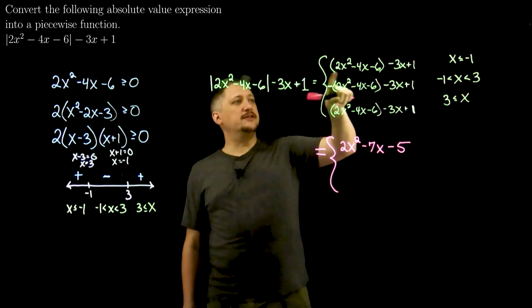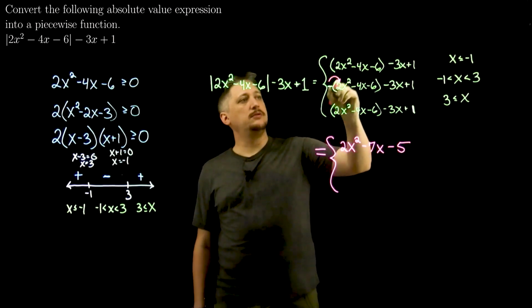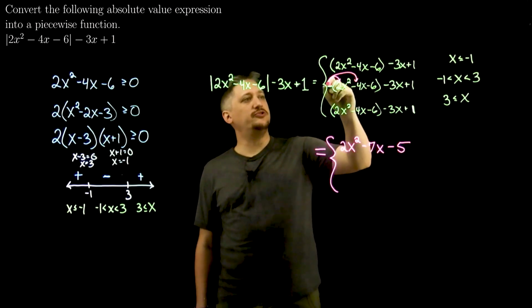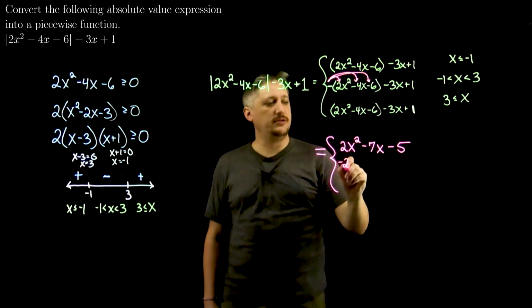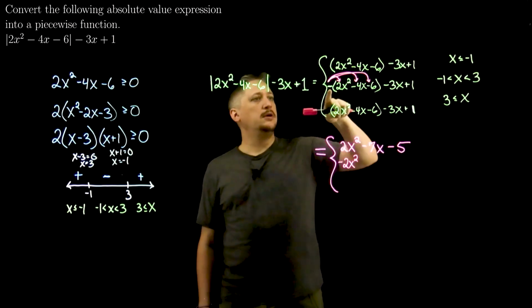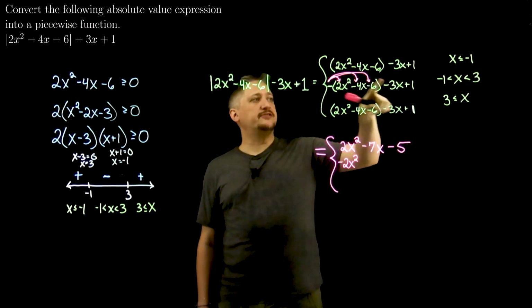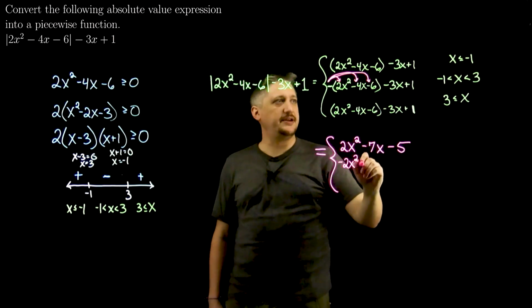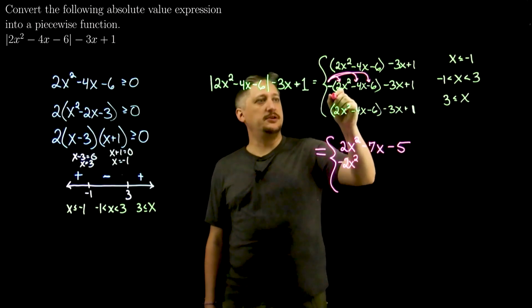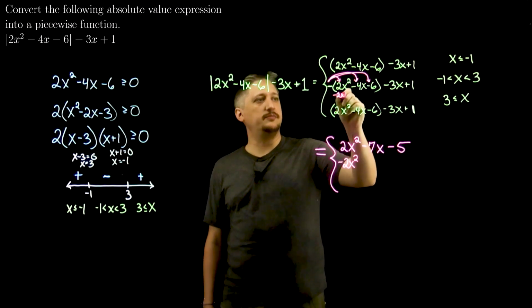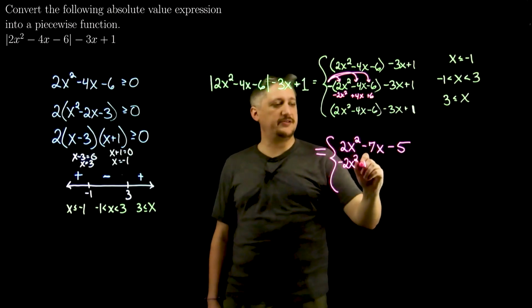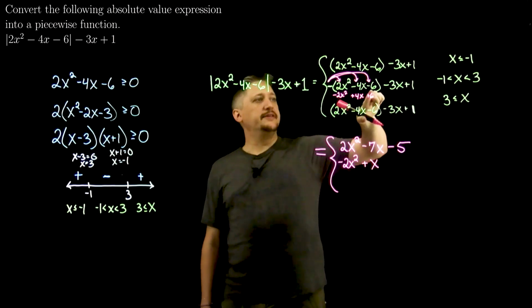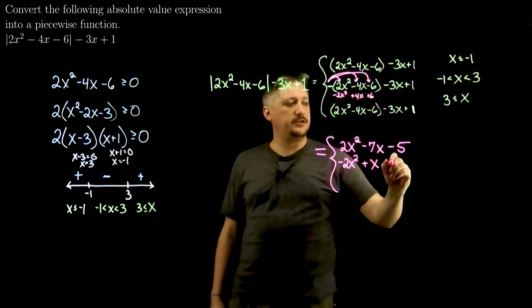Here, the negative, right, will distribute. So it switches all of these signs. So here I'm going to get negative 2x squared. Here I'm going to get positive 4x minus 3x. Again, to be real clear, I'm just going to write underneath, this is going to become 2x squared plus 4x plus 6. So the plus 4x and minus 3x is going to be plus x. And then the plus 6 plus 1 is going to be a plus 7.